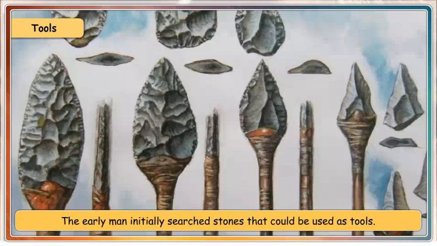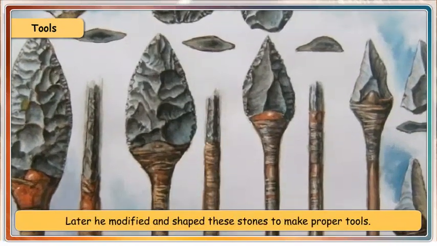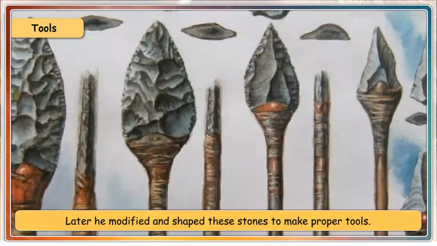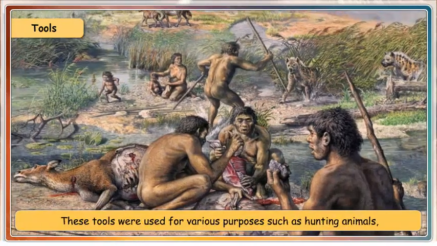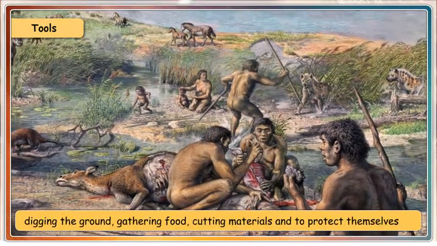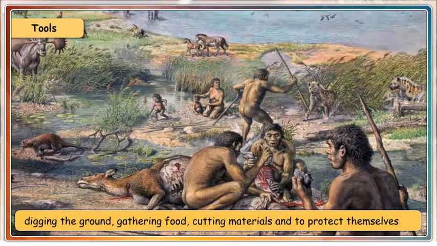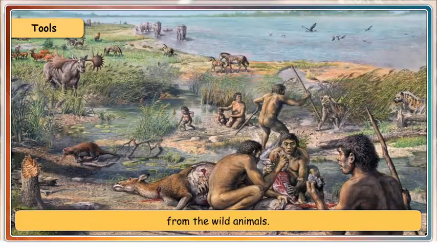Tools. The early man initially searched for stones that could be used as tools. Later he modified and shaped these stones to make proper tools. These tools were used for various purposes such as hunting animals, digging the ground, gathering food, cutting materials and to protect themselves from the wild animals.